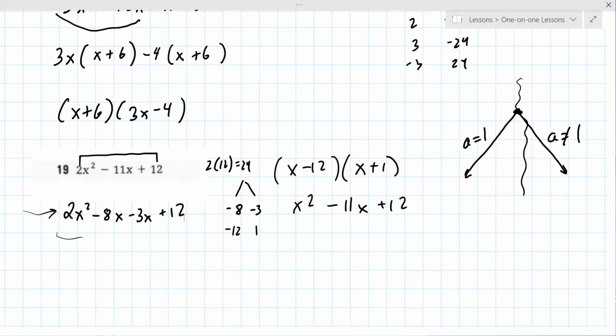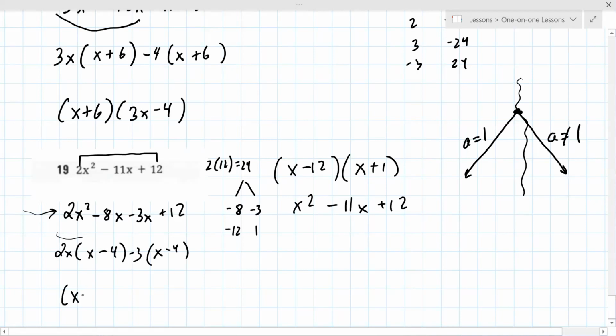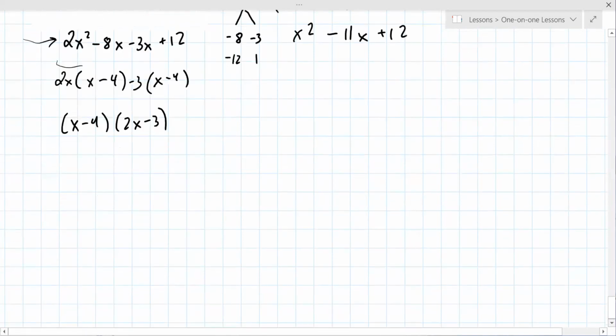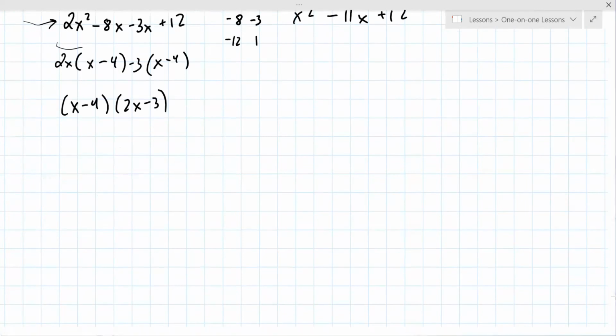So 2x minus 3 times x minus 4. Yeah, so 2x here, and that gets you the x minus 4, and then x minus 4 minus 3. That's exactly right. Excellent. Okay. We've got a few more to do, so you get more of an opportunity to work on these. All right. So let's look at 32 here.